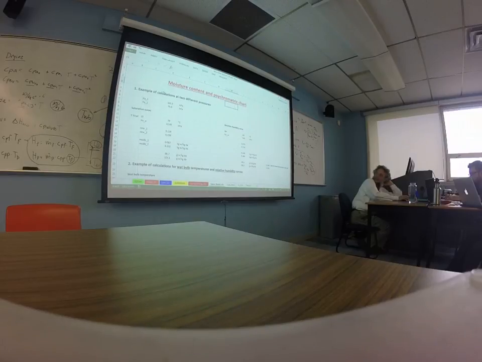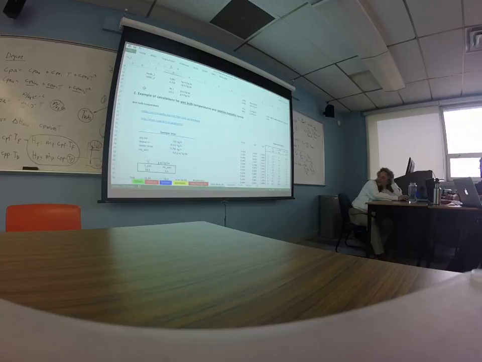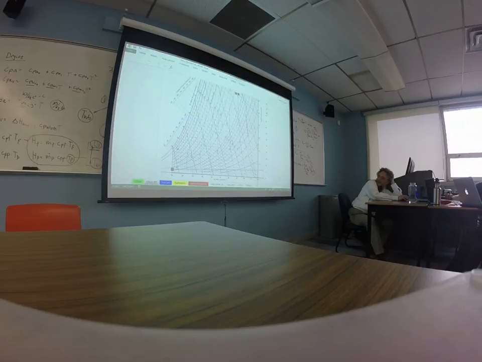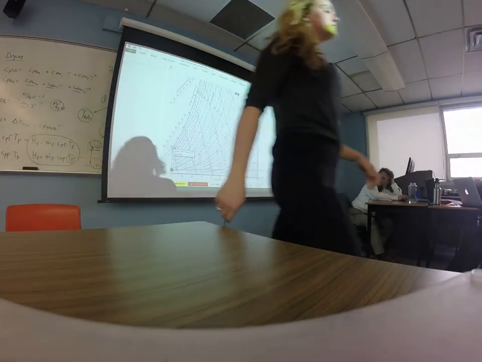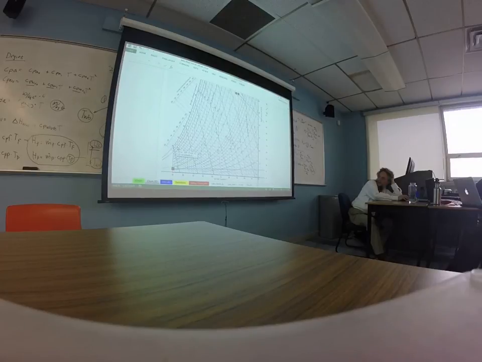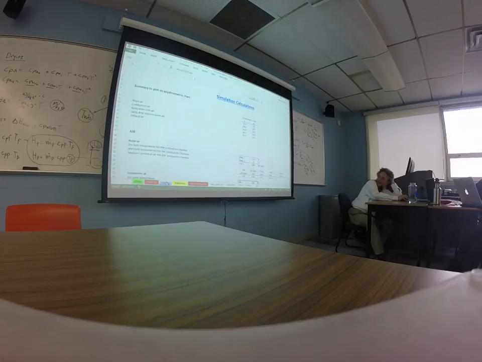Okay, so example of calculations at two different pressures. The two pressures there are here and in some place at low pressure. So you guys can go over that. Here is how to make these curves here. You see this saturation curve. This one is the saturation curve. This one is at 80%. This one is at something like 20-something%. So here is how to calculate them.